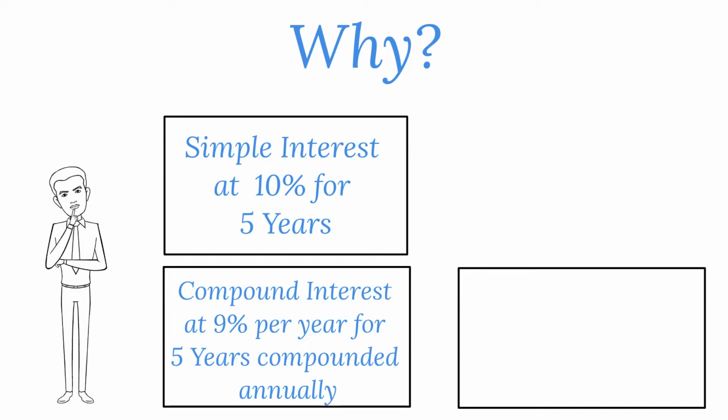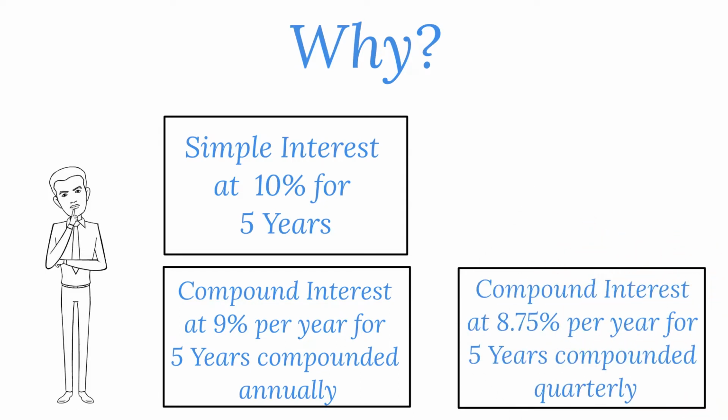Now, the third option is again a compound interest at just 8.75 percent per year, again for the same 5 years. This will be compounded on a quarterly basis. Now, which among the three will you choose? You can't answer this question straight away because these three are different types of interest with different rate of interest.